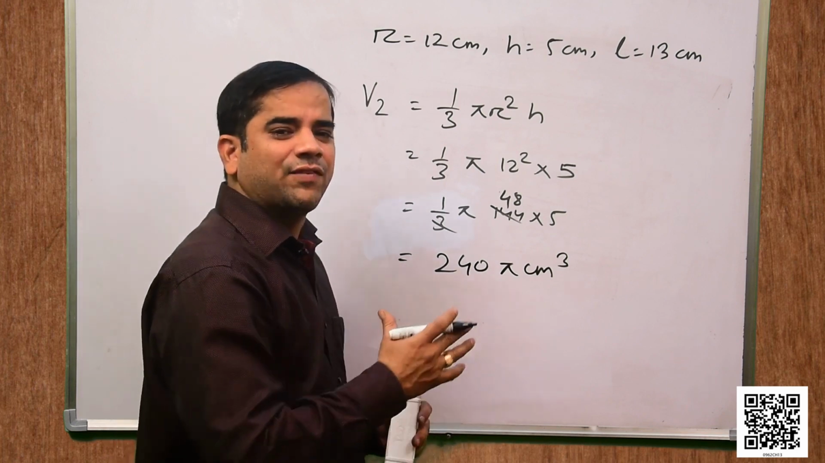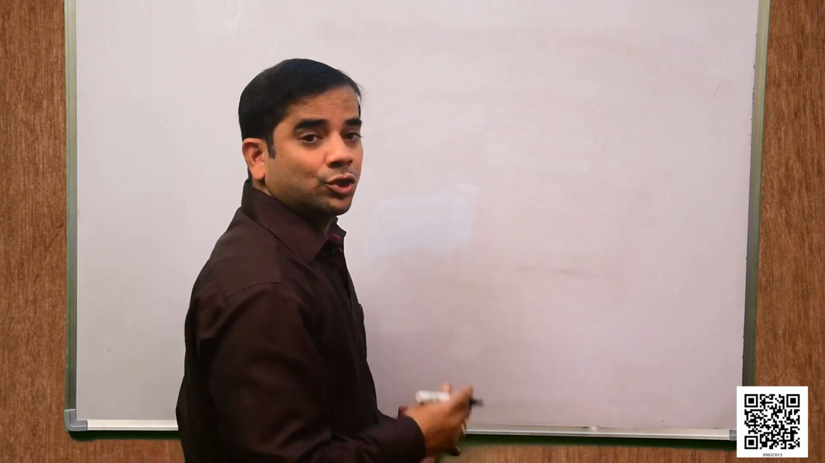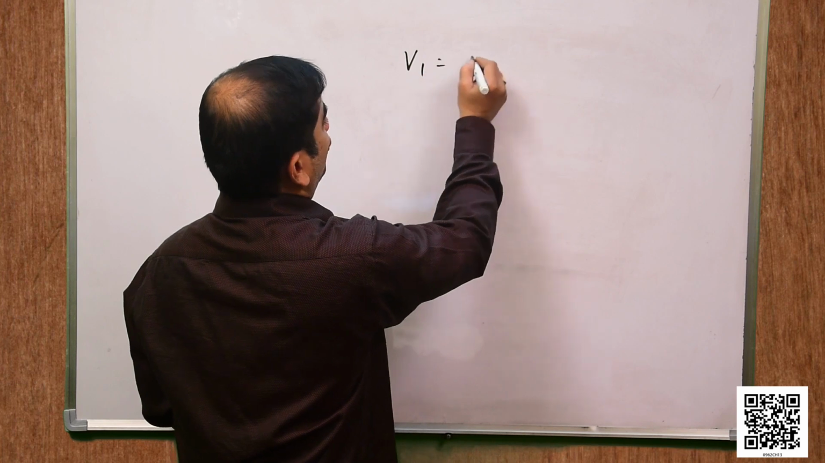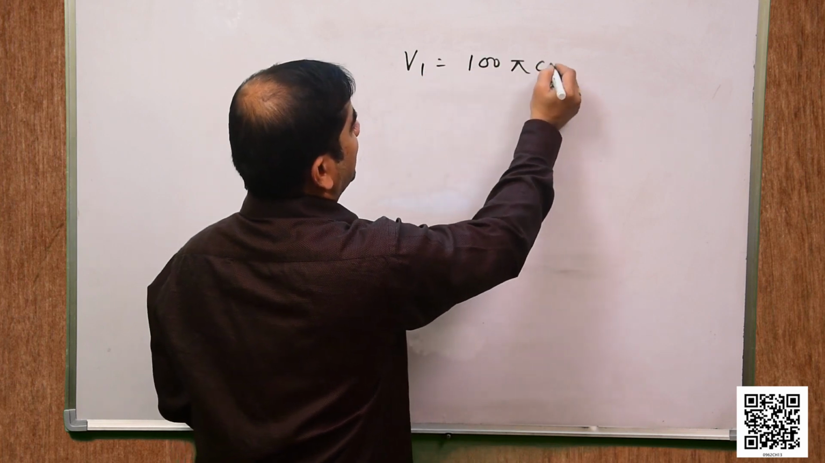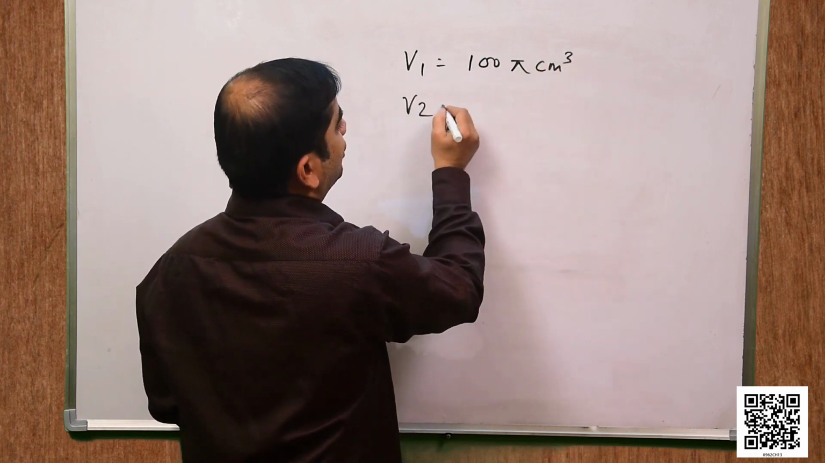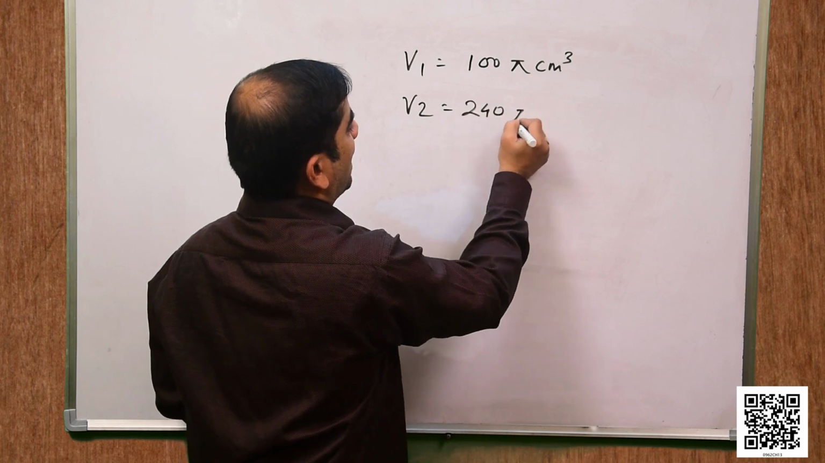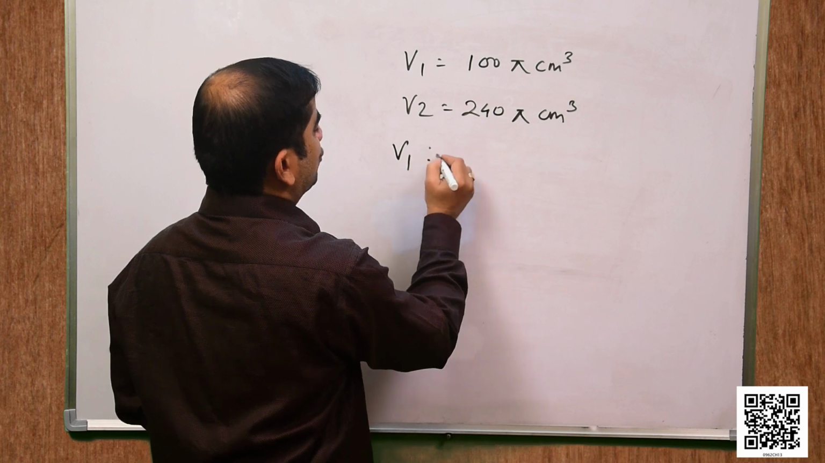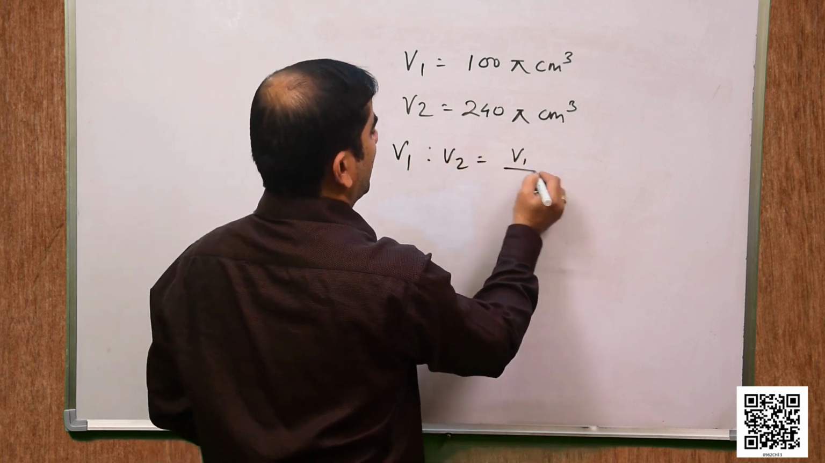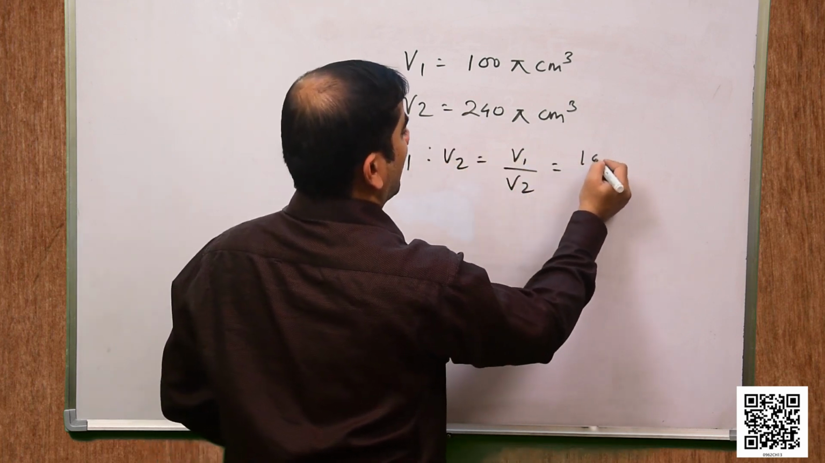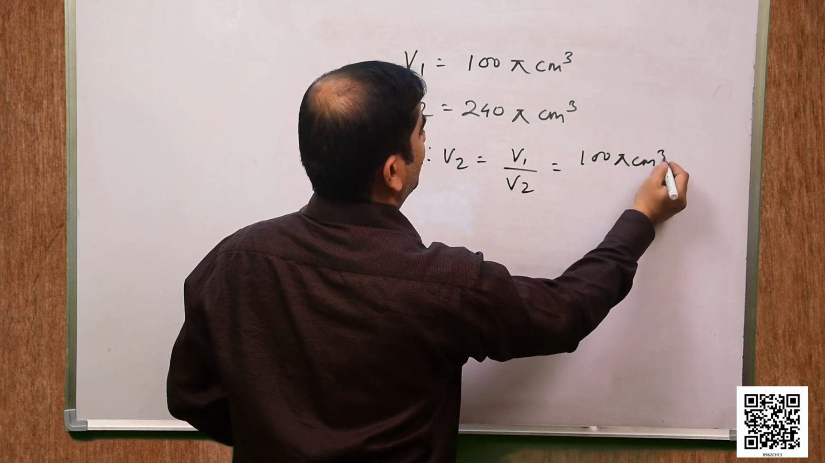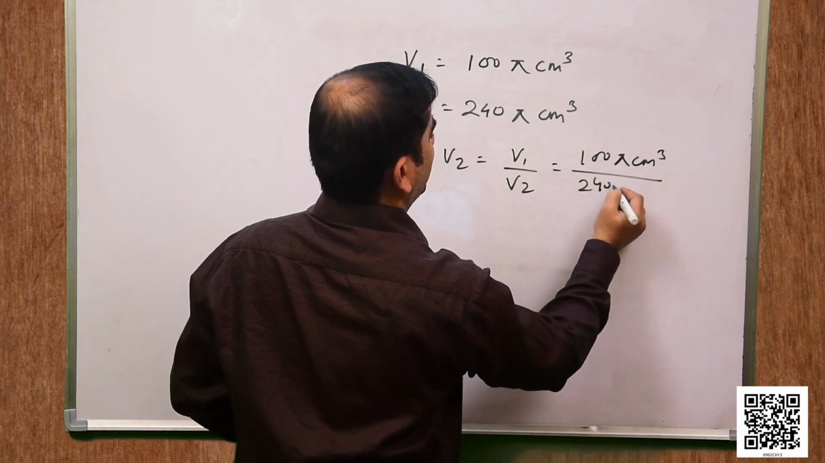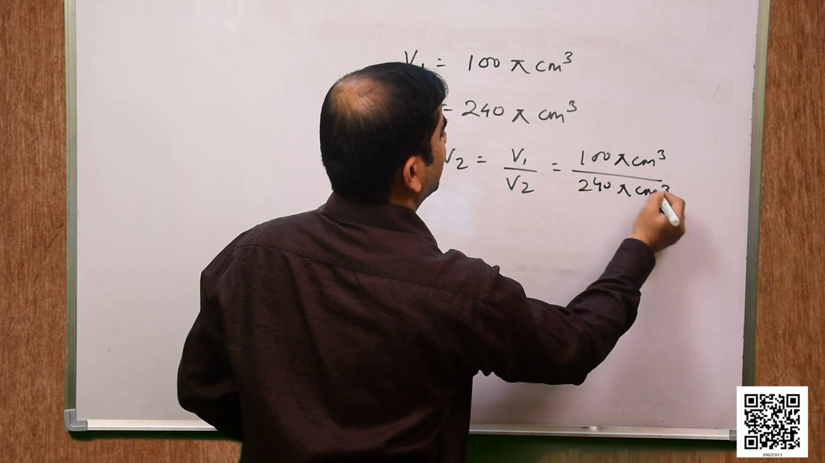Fine. So, now let us find the ratio. So, students, V1 is equal to 100 pi centimeter cube and V2 is equal to 240 pi centimeter cube. So, V1 is to V2 is equal to V1 by V2, that is 100 pi centimeter cube divided by 240 pi centimeter cube.